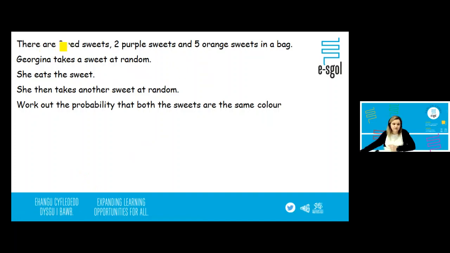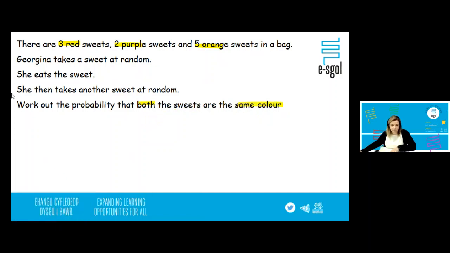Okay, key information, 3 red, 2 purple, 5 orange to start with. She takes a sweet, she eats a sweet, she then takes another. So in other words, there's 2 being taken here altogether. They're not specifically saying that, but they are in the words that they're using there. So work out the probability that both of them, again, that's another hint to say there's 2 being taken, are the same colour.